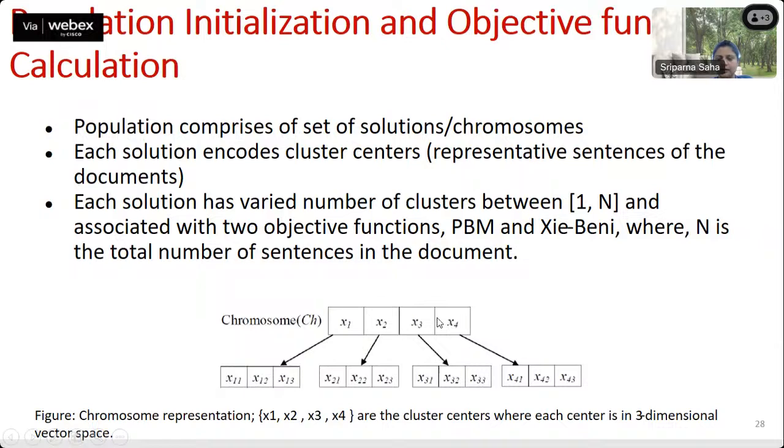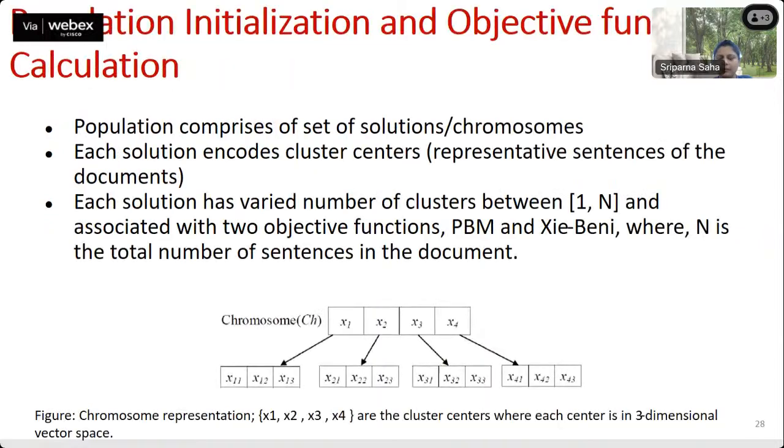The number of clusters in a chromosome varies between 1 to n. So we randomly generate a number between 1 to n, and that many clusters are encoded in a particular chromosome. That way we are also determining the number of clusters automatically by the search capability of the metaheuristic optimization technique.